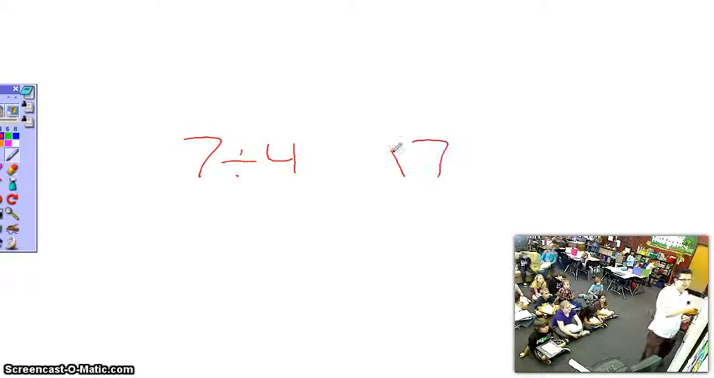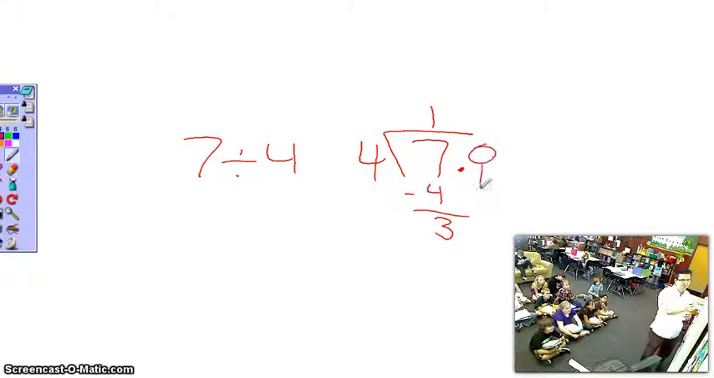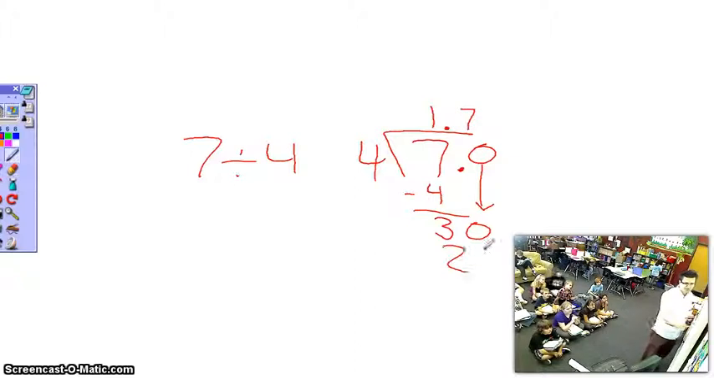How about the next one? 7 divided by 4. 4 goes into 7 how many times? 1. Okay, what can I put after the 7? 0. Good, bring down the 0. 4 goes into 30 how many times? 7. 4 times 7 is? 28. Subtract and get? 2. Bring down the? 0. Make another 0.